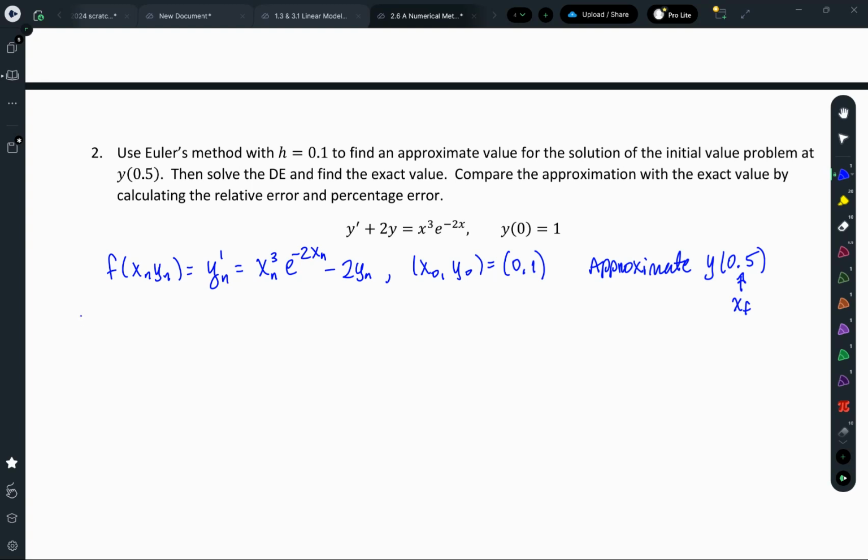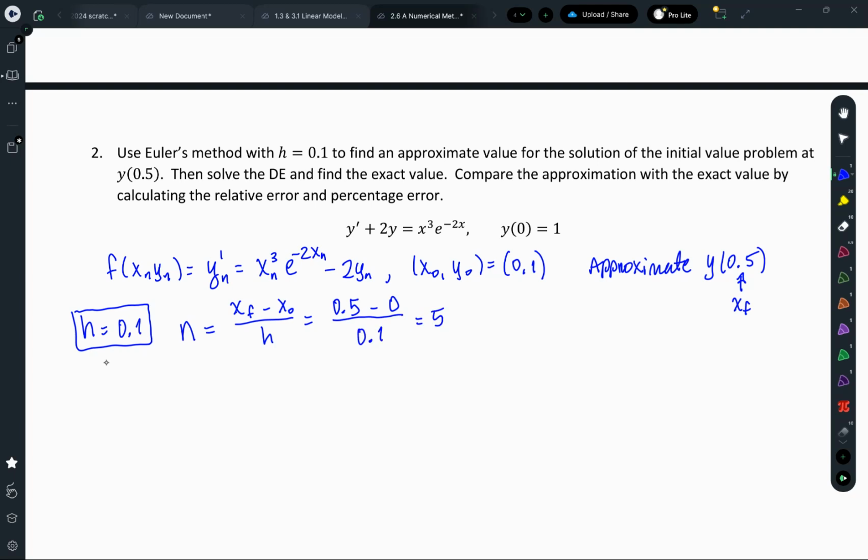Okay, so we're told h is equal to 0.1. We need the number of steps we're going to take, n. N is x final minus x initial divided by h. X final is 0.5 minus x naught, which was 0, divided by h, which is 0.1. We have 5 steps to take. Okay?